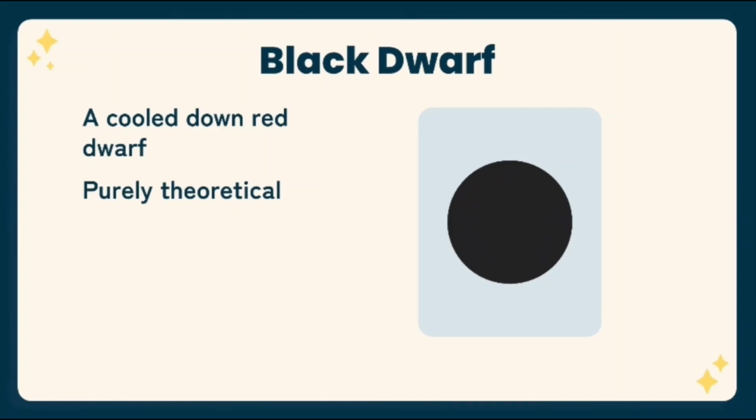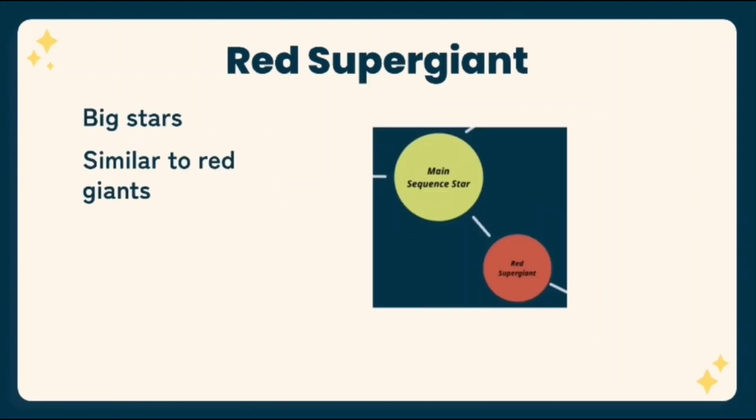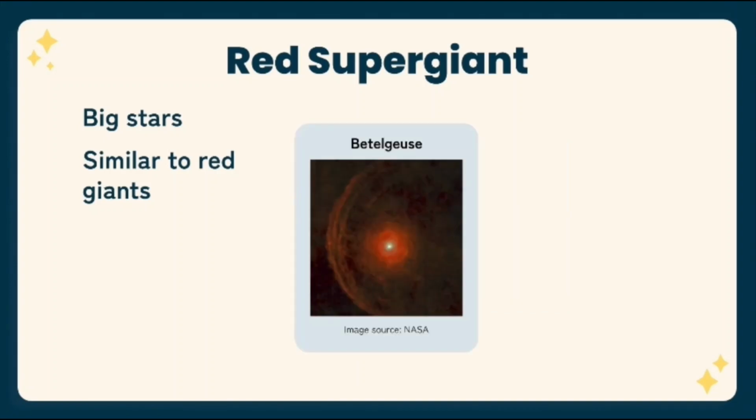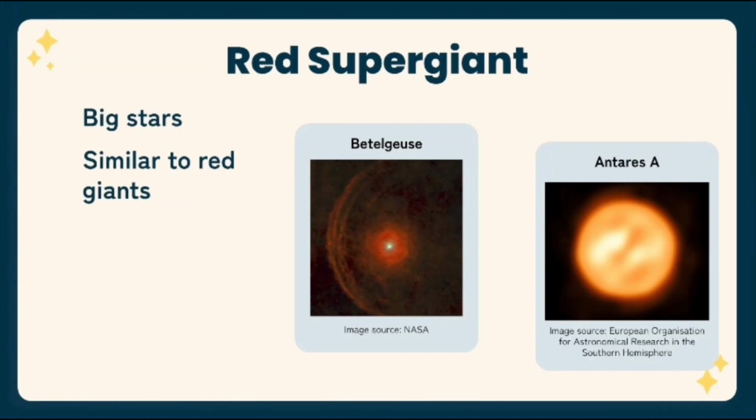Now let's talk about stars much bigger than our sun. To start off, it's pretty similar to red giants in that the stars run out of hydrogen and then they will expand. These big stars form red supergiants. The helium nuclei still fuse together to produce heavier elements. Examples include Betelgeuse and Antares A. Red supergiants will start to shine brightly again as they undergo even more nuclear fusion.